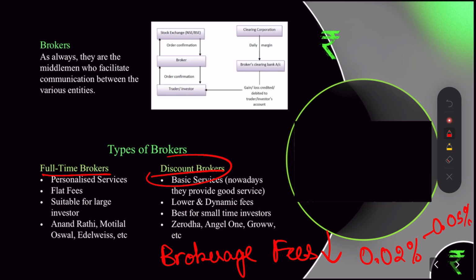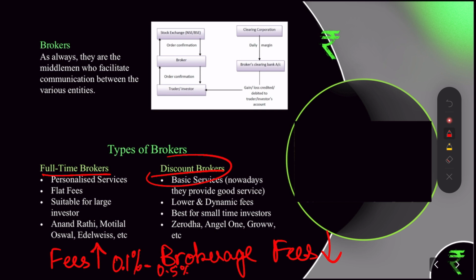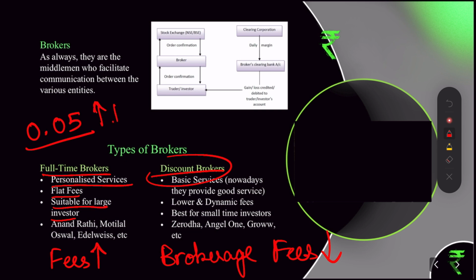We'll look at the economics in the last section. Just to give you an idea, I've mentioned this. On the other hand, the full-time brokers' fees are enormous. It is usually in the range of 0.1% to 0.5%, which is 10 to 20 times more than what discount brokers charge. But the difference is that full-time brokers provide personalized service. They usually have flat fees, and they're suitable for large investors for whom even a 5 paise difference in the prices of the share means a lot.